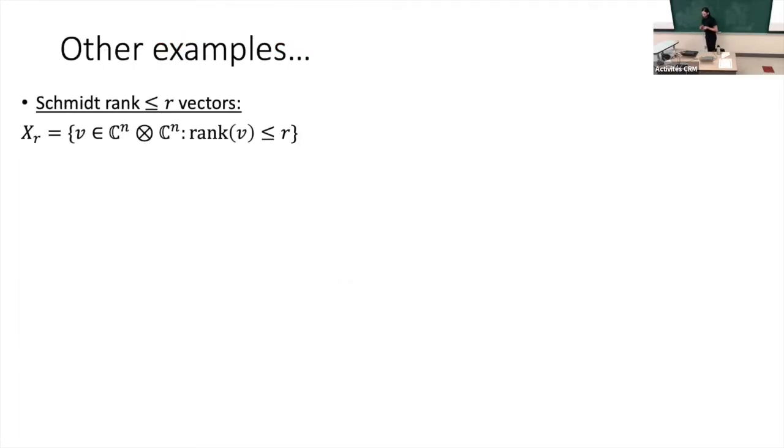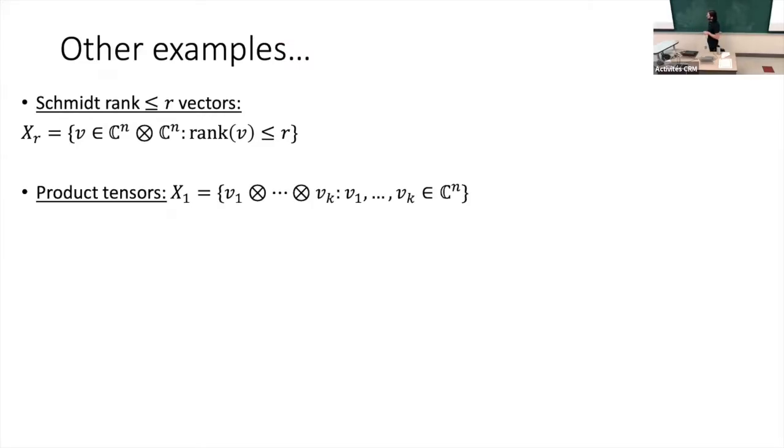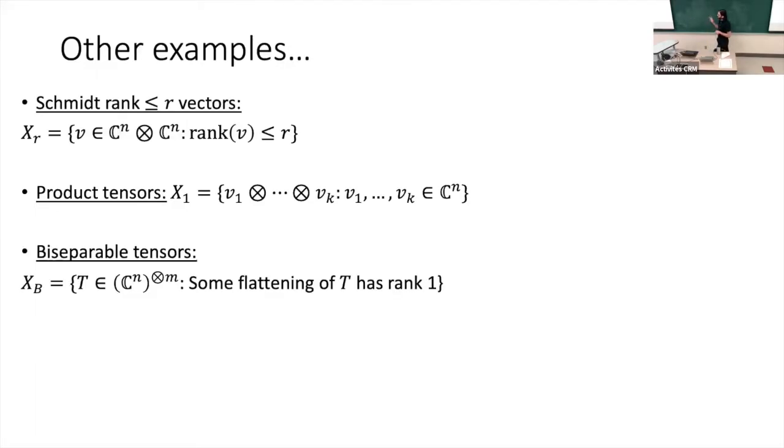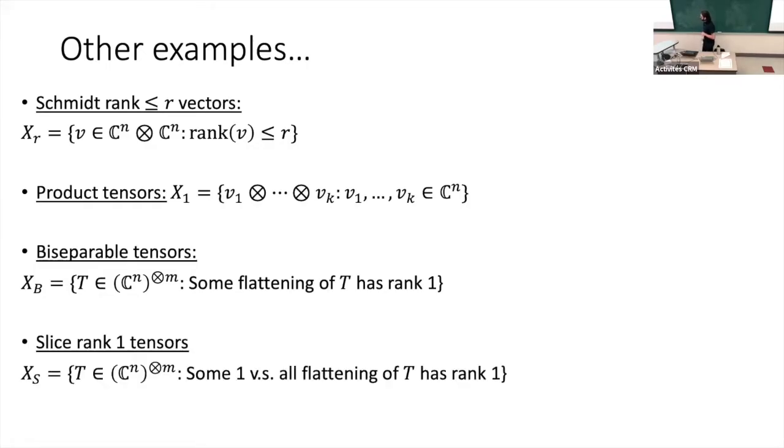Other examples of varieties that pop up in quantum information are the Schmidt rank at most R vectors, product tensors over more factors, biseparable tensors, which are tensors that have some flattening of rank 1 across one of the 2^m different cuts, or 2^(m-1), and slice rank 1 tensors, which is some 1 versus all flattening.